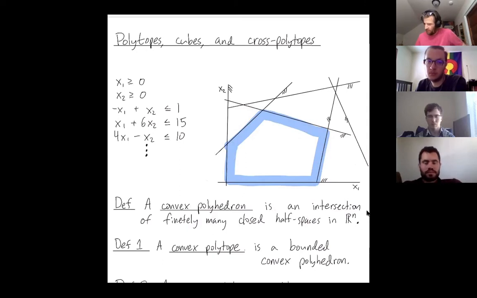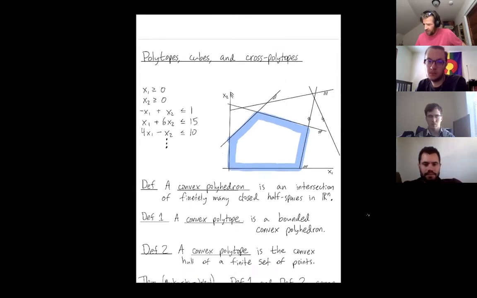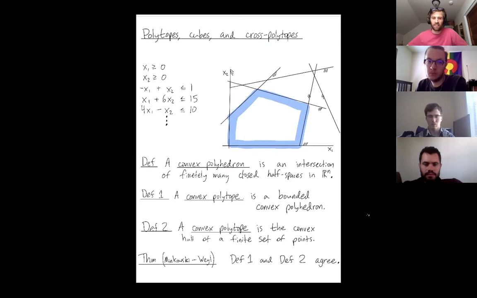Okay, I've called this definition one, because there's a second equivalent definition of convex polytopes, bounded convex polyhedra. Equivalently, a convex polytope is the convex hull of a finite set of points in Euclidean space. This blue polytope is the convex hull of these 5 points. I won't rigorously define convex hull. If you wanted a rigorous definition, it's the intersection of all convex sets containing a set of points.